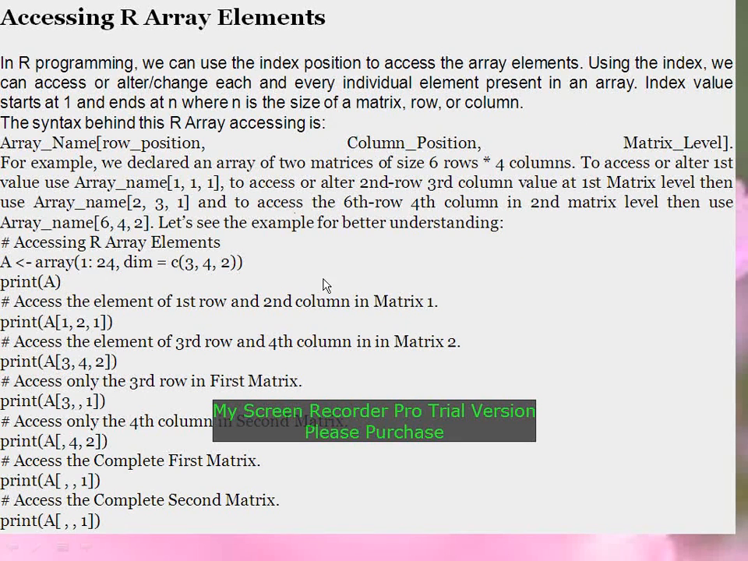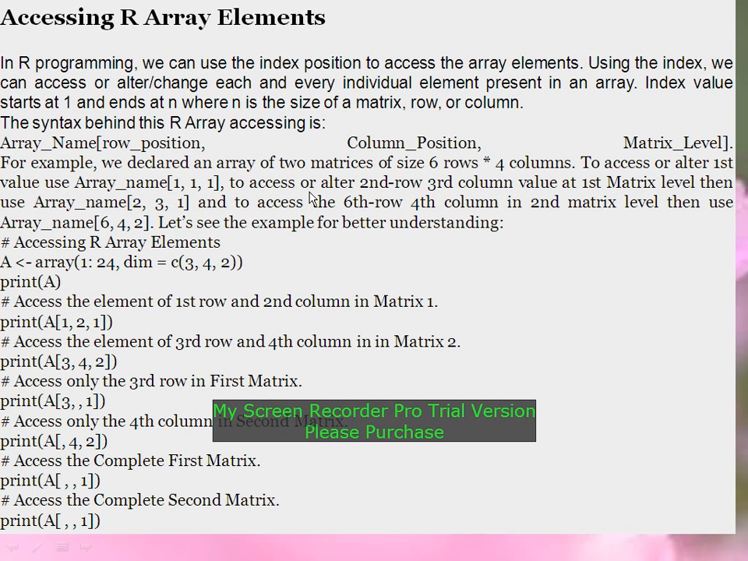For example, we declared an array of two matrices of size 6 rows and 4 columns. To access or alter the first value, use array name of 1, 1, 1. To access the second row, third column value at the first matrix level, use array name of 2, 3, 1. And to access the sixth row, fourth column in the second matrix level, use array name of 6, 4, 2, etc. That is, use the indexes and display the array elements.